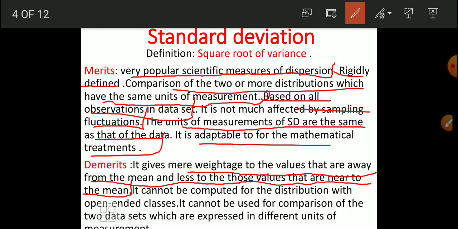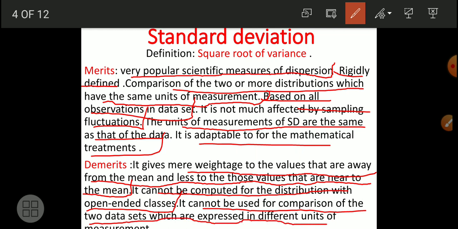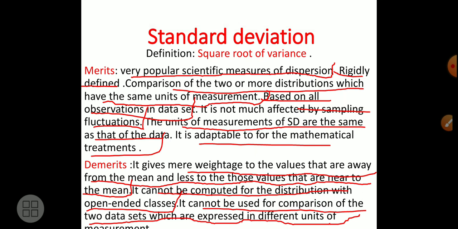It cannot be computed for a distribution with open-end classes. It cannot be used for the comparison of two sets which are expressed in different units. Sets with the same units are needed so as to compare them, but that is not possible when the data are expressed in different units. So that is also one of the demerits of a standard deviation.